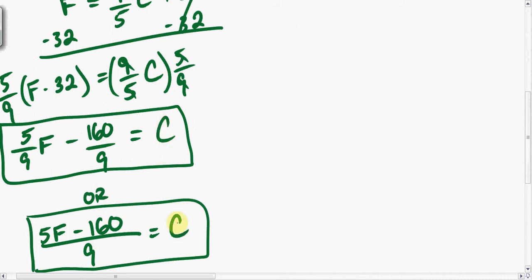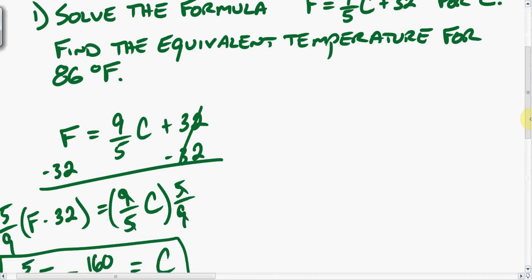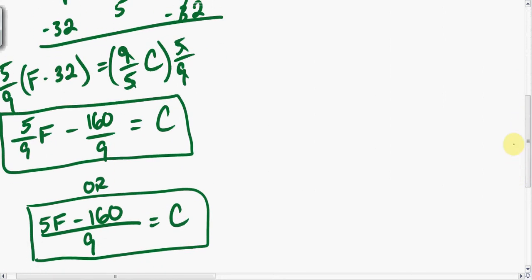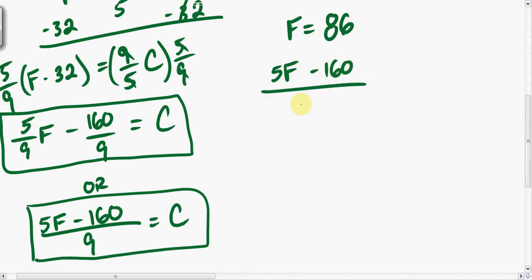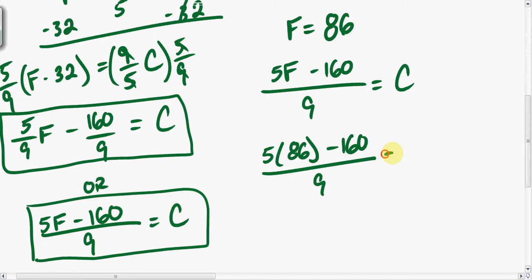We've solved for C. Now, we want to go back up and do the second part of the problem and find the equivalent temperature for 86 degrees Fahrenheit. So essentially what that's saying is F equals 86. I'm going to take this equation, 5F minus 160 over 9 equals C. What does F equal? 86. So I'm going to substitute 86 in for F. So 5 times 86 minus 160 over 9 equals C. And I'm going to evaluate these.